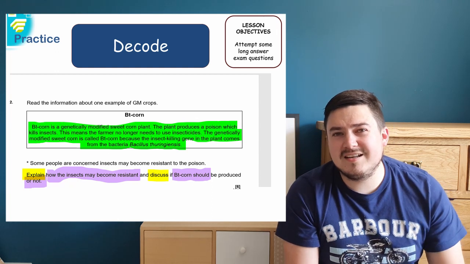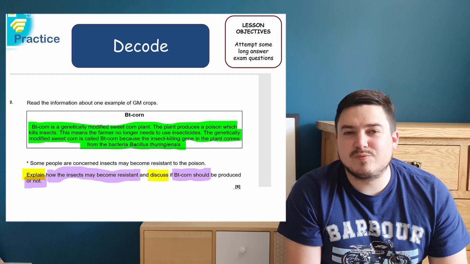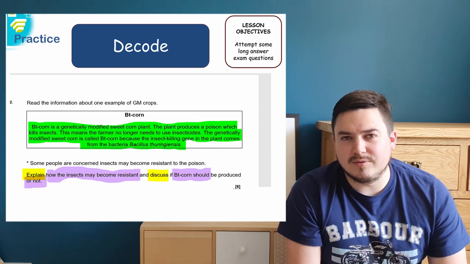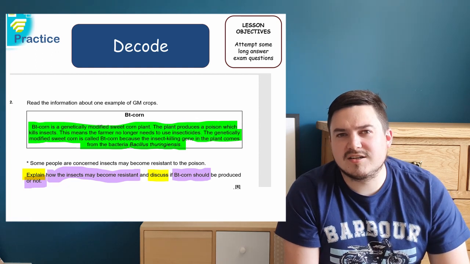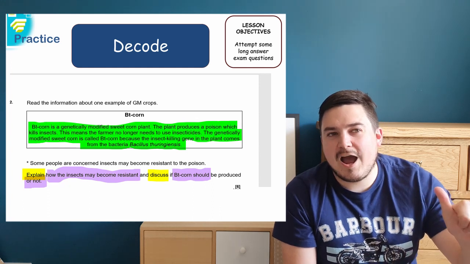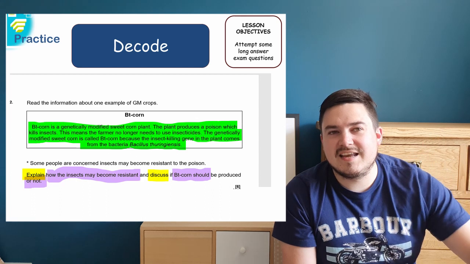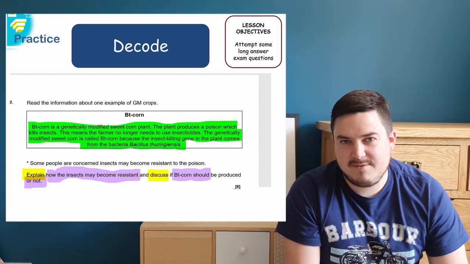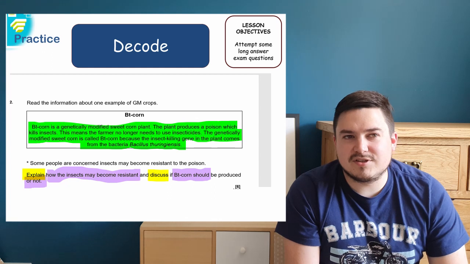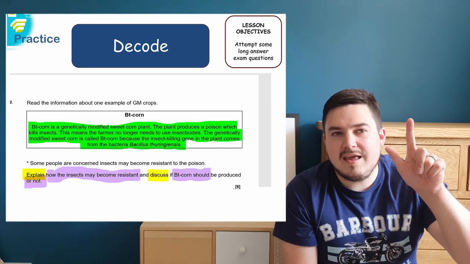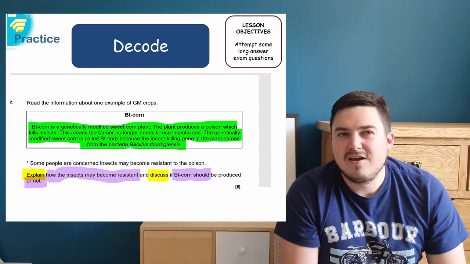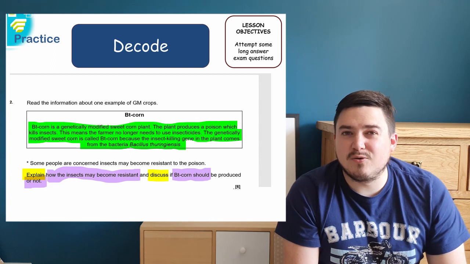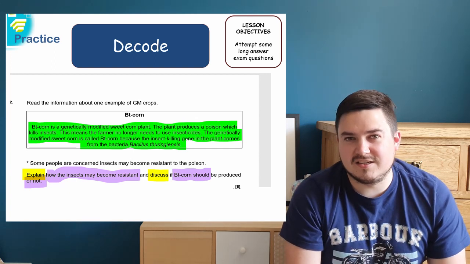I've highlighted the command words in yellow and also specifically what we should be talking about in our answer in purple. Our command words here are to explain and discuss, and we should be able to work out where our marks are just by knowing those 2 command words are there. We're explaining how insects might become resistant, and we're discussing if we should produce it or not. Okay? So there's 3 things for us to talk about there: how they become resistant, if BT corn should be produced, and if it should not be produced. Because we're going to have to discuss as well for full marks here, we're more than likely going to have to talk about our own opinion and justify it as well.